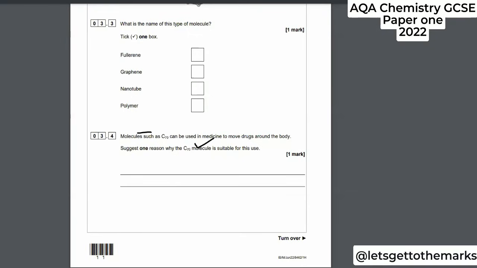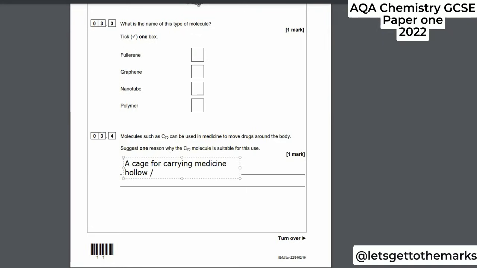Molecules such as C70 can be used in medicine to move drugs around the body. Suggest one reason why C70 molecule is suitable for this. Well, they actually act as a cage for carrying medicine. So they can actually go into your blood and carry the medicines around like a cage. We could say they're hollow.